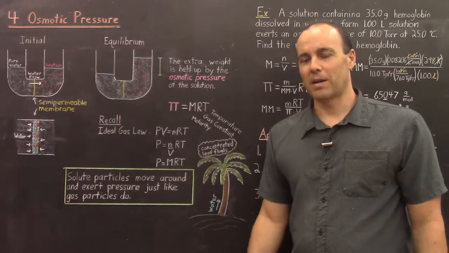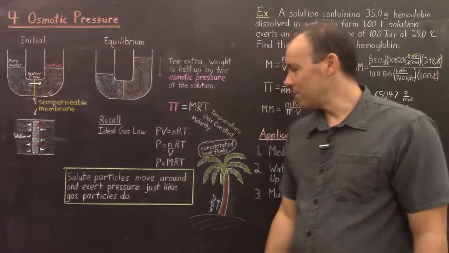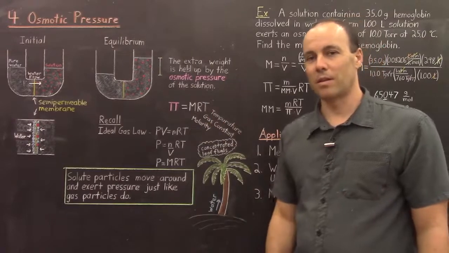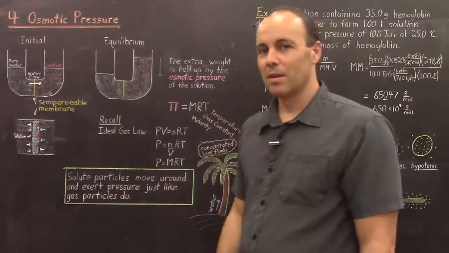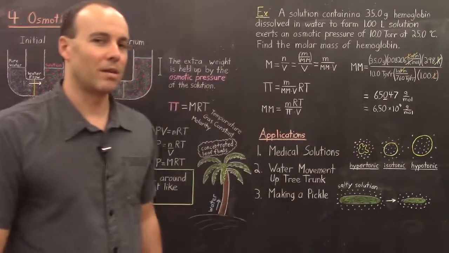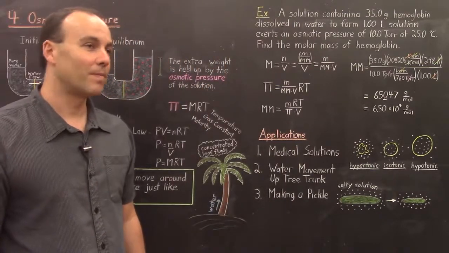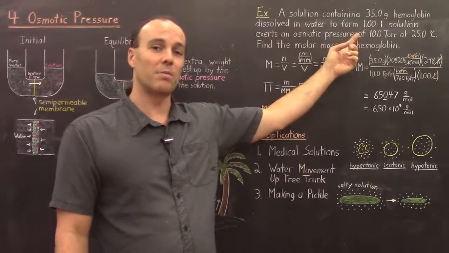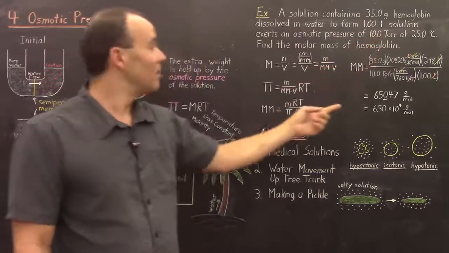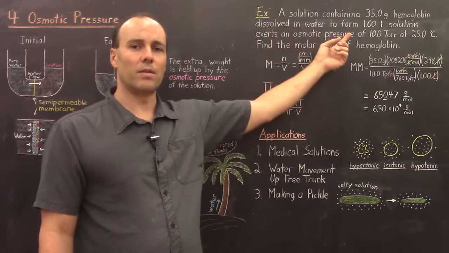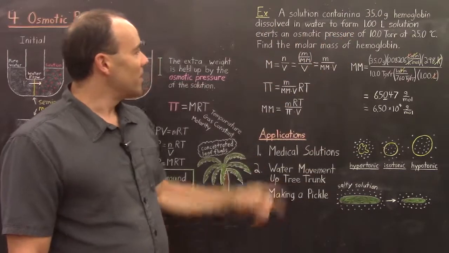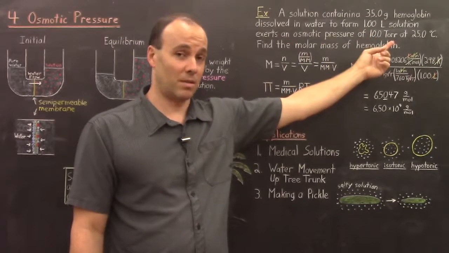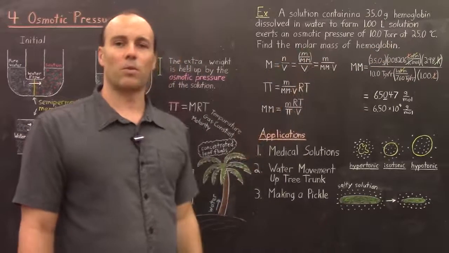So we can calculate osmotic pressure fairly easily if you know the molarity and the temperature of the solution. Then you can just plug it in and calculate it. But let's do a rather more interesting calculation involving osmotic pressure. Here's our example. A solution containing 35.0 grams of the protein hemoglobin dissolved in water to form 1 liter of solution exerts an osmotic pressure of 10 torr at 25 degrees Celsius. Find the molar mass of hemoglobin.